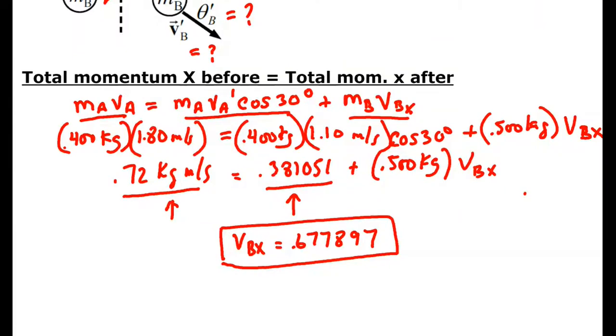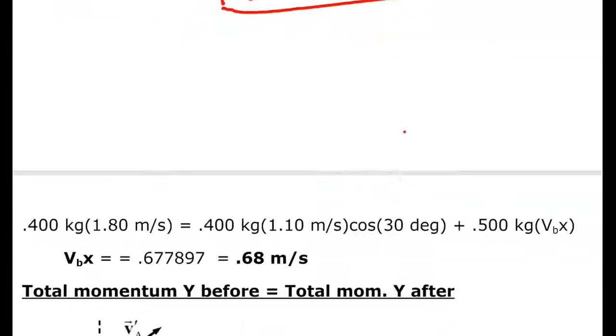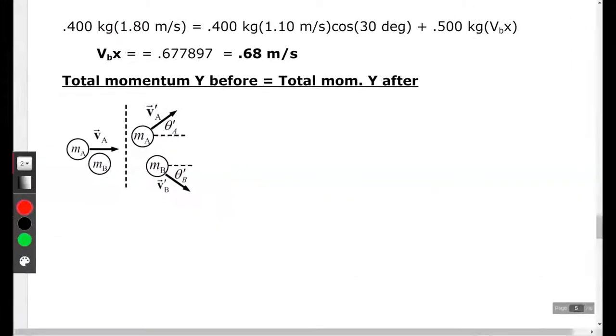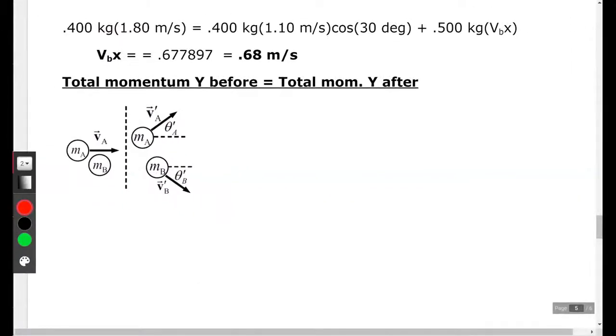So let's do the total momentum. Y momentum before equals the total Y momentum after. So how does that go? The total Y momentum before is 0. There is no Y momentum before. The total Y momentum after is MA VA sine 30 degrees plus MB VBY, which we want to find.